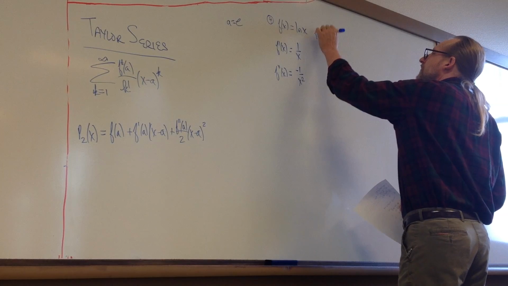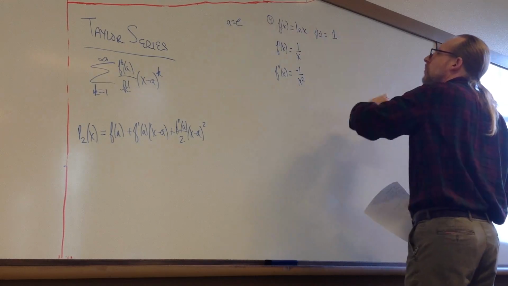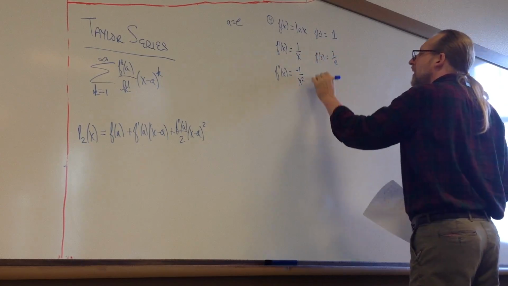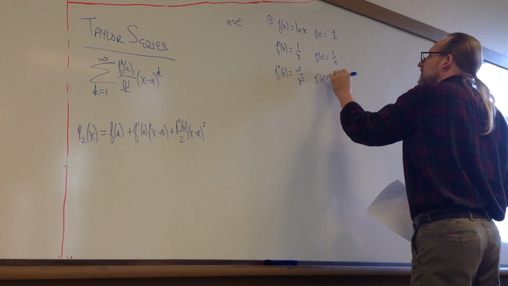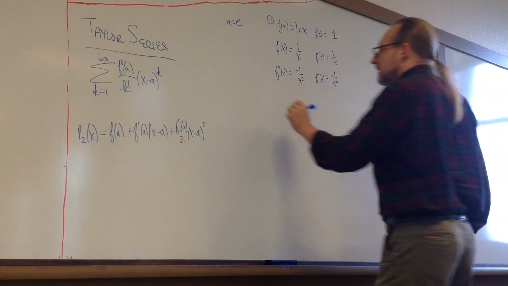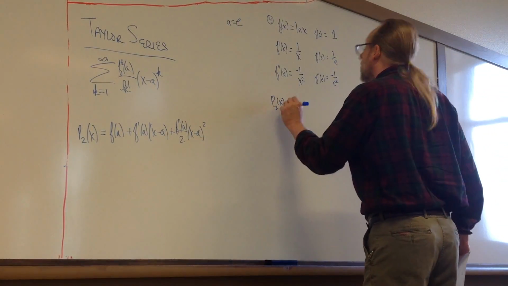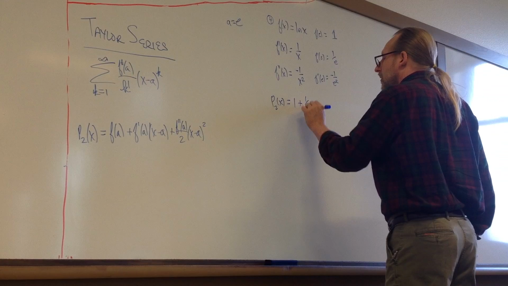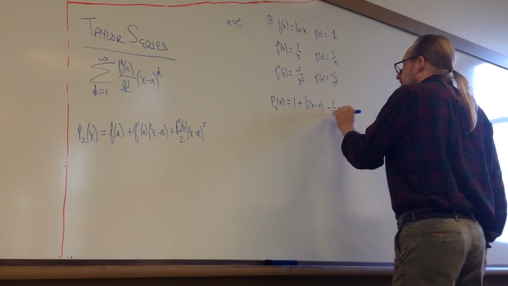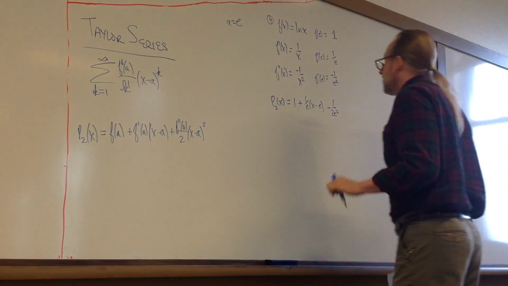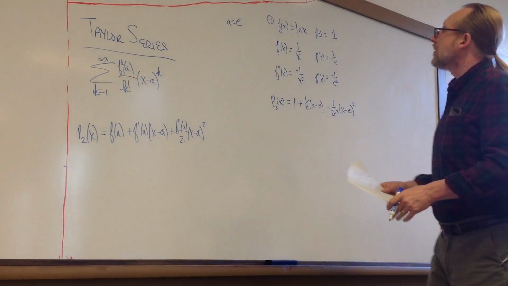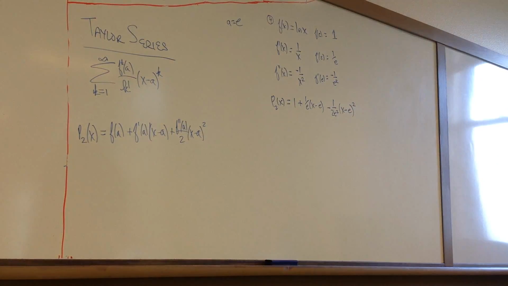And so f of e, ln e is equal to 1. F prime of e is going to be 1 over e. And f double prime is going to be negative 1 over e squared. Okay, so quadratic approximating polynomial will be 1 plus 1 over e times x minus e minus 1 over 2e squared. Remember, you got to multiply that by a half, and then x minus e squared. Okay, so there's that one.